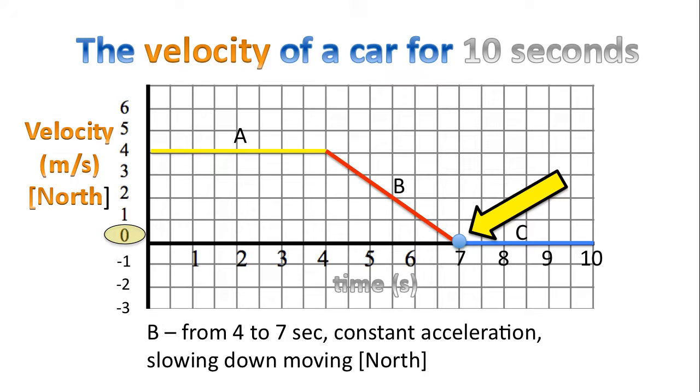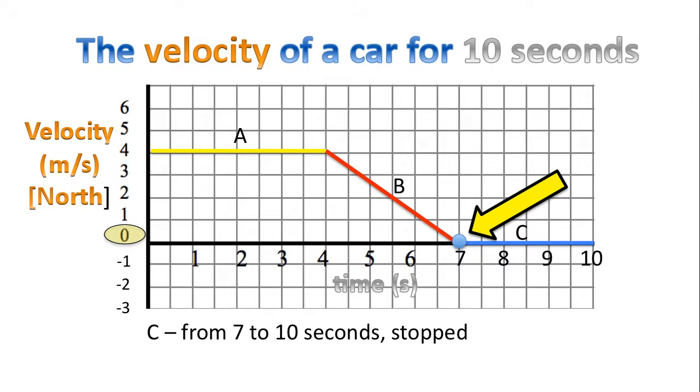So just read the line very carefully. Clearly, the number is getting lower, so it's slowing down. In this case, the velocity is decreasing, it's slowing down. And it's always moving north, as the velocity is always positive.